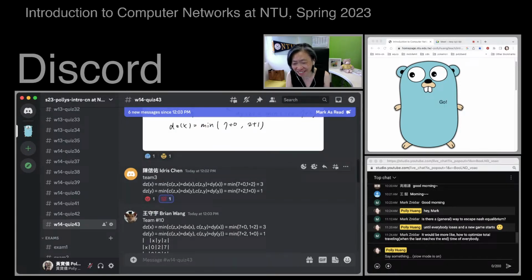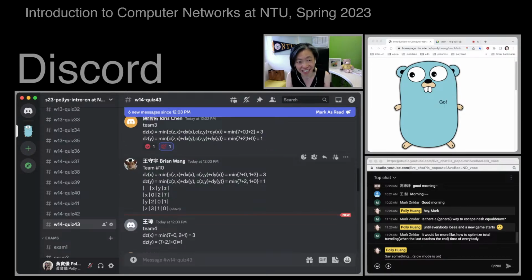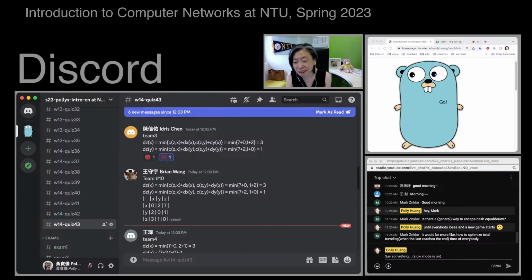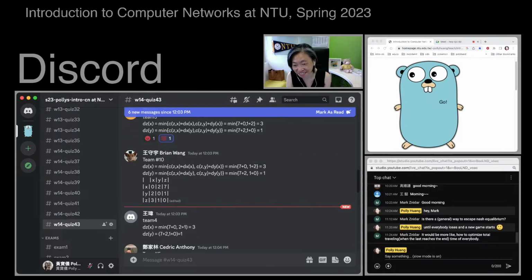Hey, Perl, Idris is fine. Yeah, I know Idris made fun of you in quiz 42. Okay. But you know what, Team 3, I'm going to give you extra credit anyway, even though the solution you guys came up with is Perl-y. And I think Perl is very appropriate to say Perl-y, isn't it?